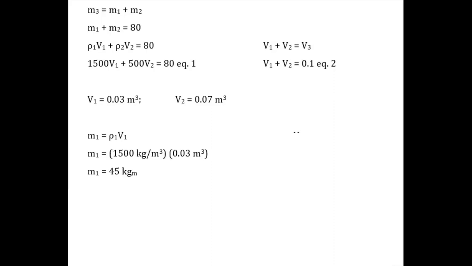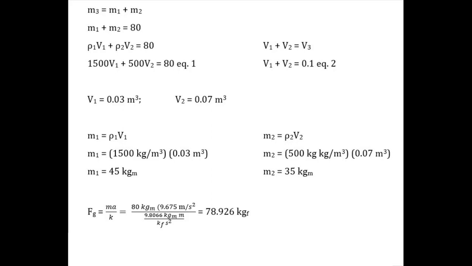For the volumes, we can get also this relation from the problem, that volume 3 is equal to the sum of volume 1 and 2, and we will denote this as equation 2. Using equation 1 and 2, we can solve volume 1 and 2, thus, volume 1 is equal to 0.03 meter cube, and volume 2 is equal to 0.07 meter cube. Using the formula that mass is equal to the product of density and volume, we can solve mass 1 and 2. So mass 1 is equal to 45 kilogram and mass 2 of 35 kilogram. To solve force gravity, we will use this formula, substitute the value, so we have 78.926 kilogram force, or 774 Newton.